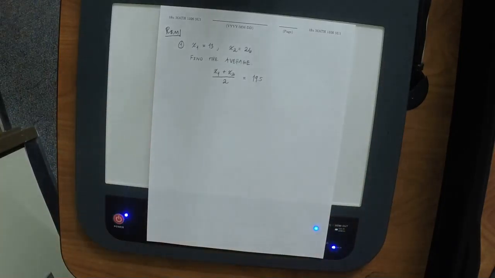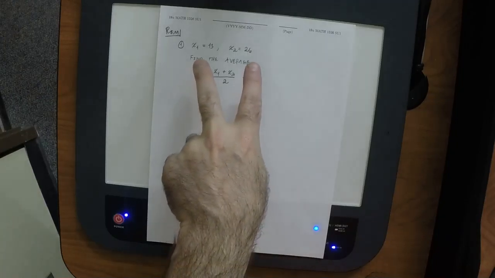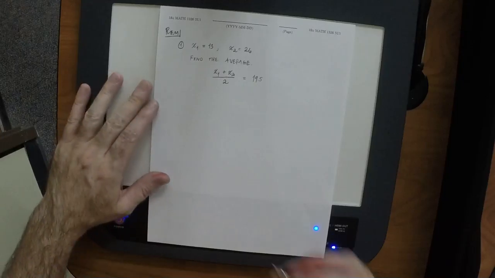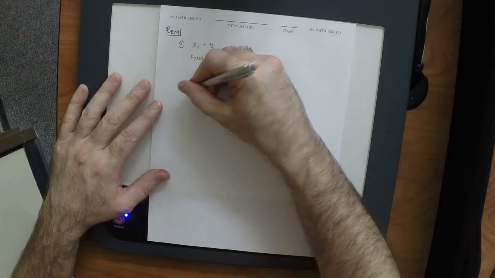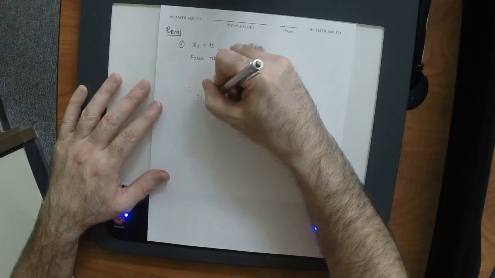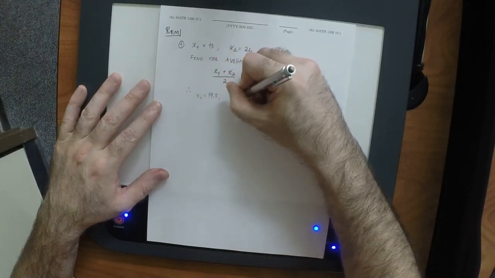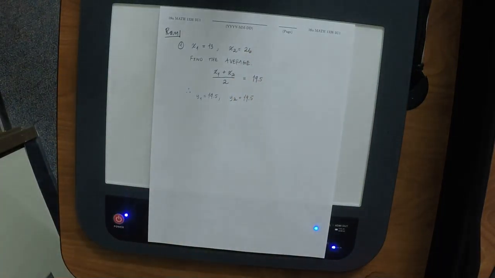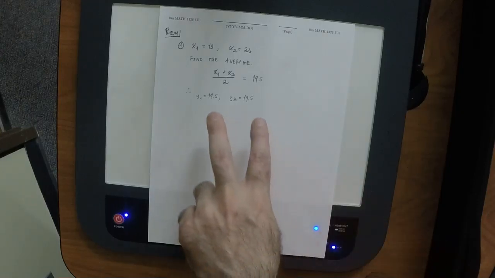But then what I want you to understand about what that 19 and a half means is that we had a population of size 2. If we were to replace every member of that population with the value 19 and a half, you know, if we were to say instead y1 is 19 and a half and y2 is 19 and a half, so still here we have a different population, but it still has two members in it. What's going to be the average value of this population?